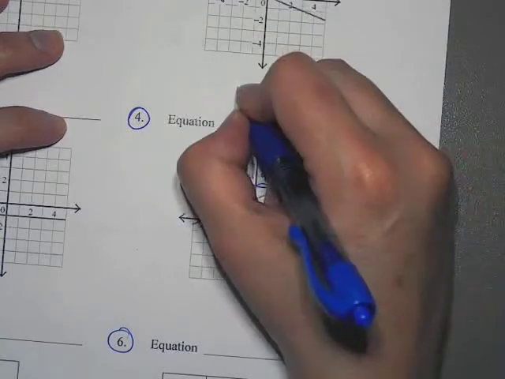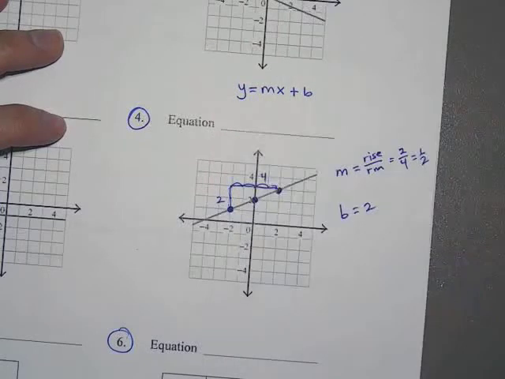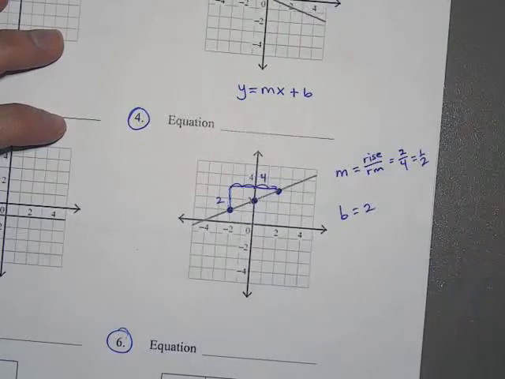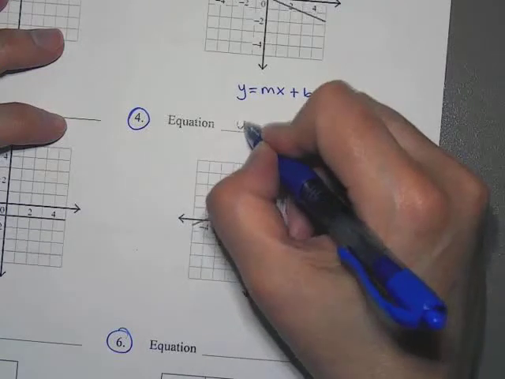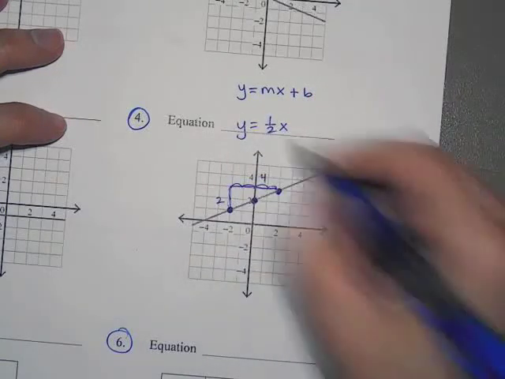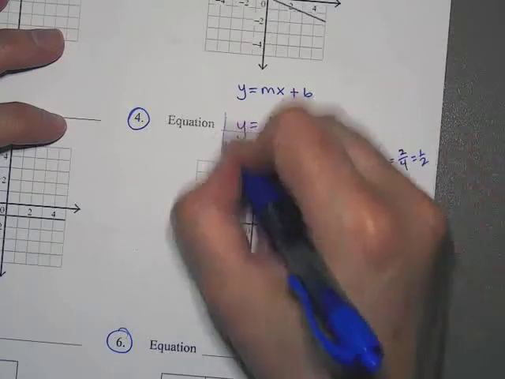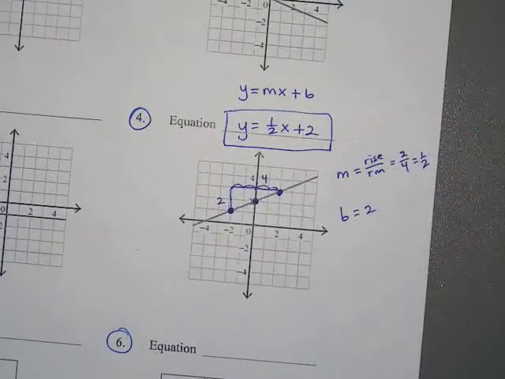Every equation we write is going to be in the form y = mx + b. We're going to replace the m and the b with the numbers for the slope and the y-intercept. So the equation for this line is y = 1/2 x, because that's what we found for the slope, plus 2 for the y-intercept. Don't forget your y equals and your x in the equation.